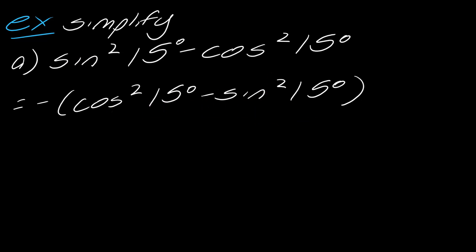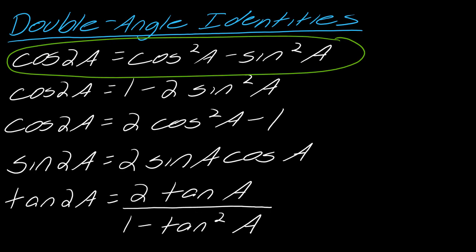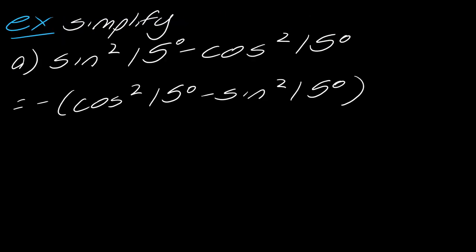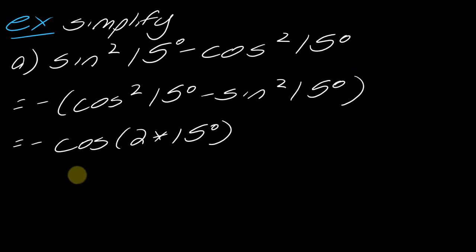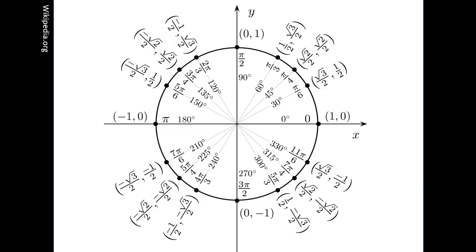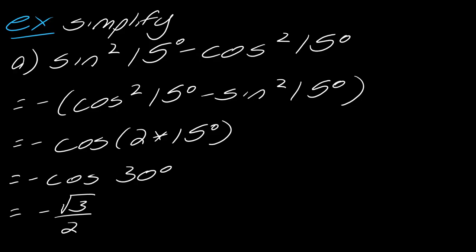And okay, so now I can apply that identity that I wanted to apply here. So when I apply that, this becomes negative cosine of 2 times 15 degrees, which is just cosine of 30 degrees. And then I can just go to my handy dandy unit circle and I say, oh, 30 degrees, look at the x coordinate. So this equals negative square root of 3 over 2.